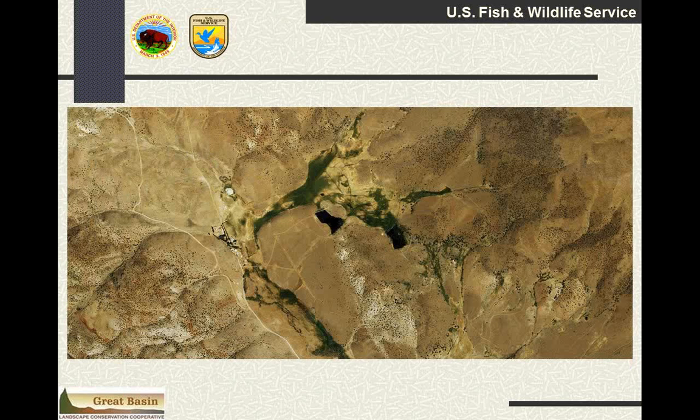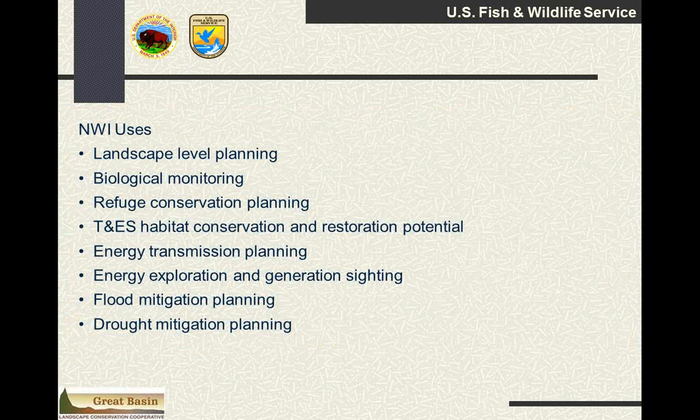And I think this might be the last or second to last. So I'll sum it up with some of the uses we've found for NWI from various people we've worked with. Quite a few people use it for landscape level planning and decision support analysis for many different types of species, especially threatened and endangered species. It's used extensively in biological monitoring, especially for plants, and up to 60% of endangered species live some part of their life on a wetland.